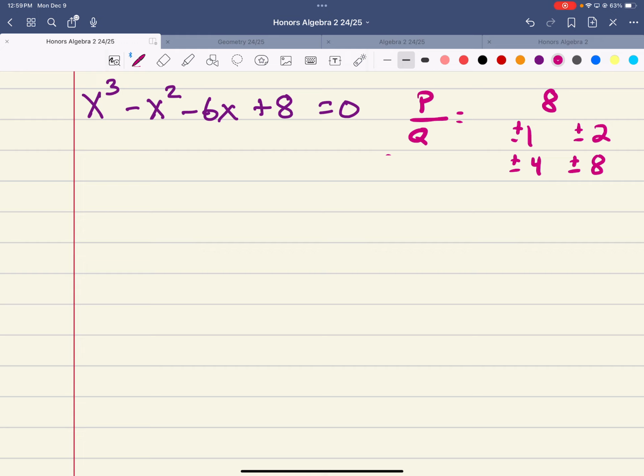Okay? So now we just start trying them. We pick one and we go with it. We're going to try negative 2 and see if negative 2 works. This is why synthetic division is something that we want to be able to do, and we want to be able to do pretty quickly.